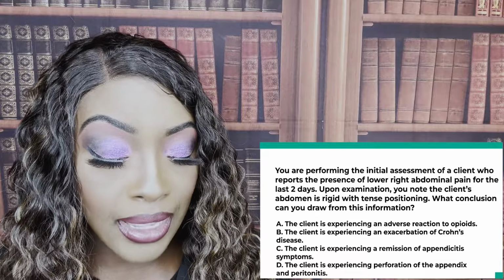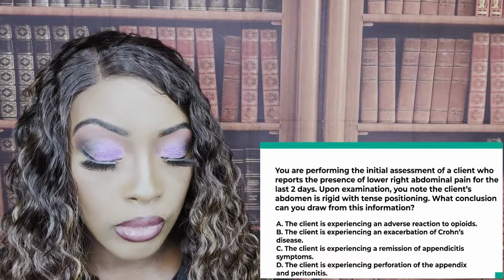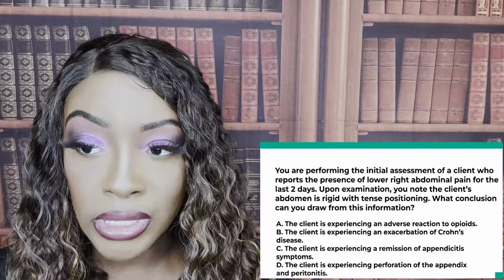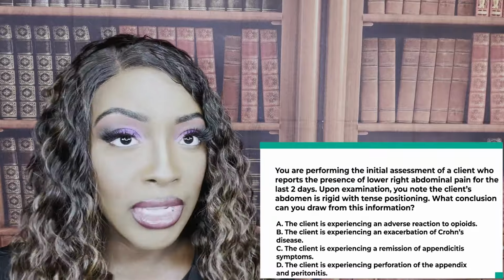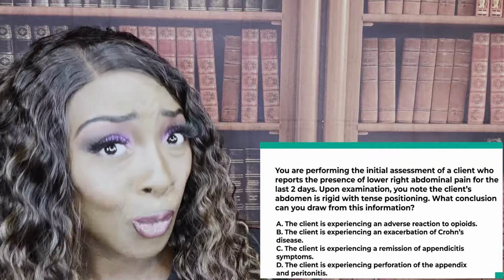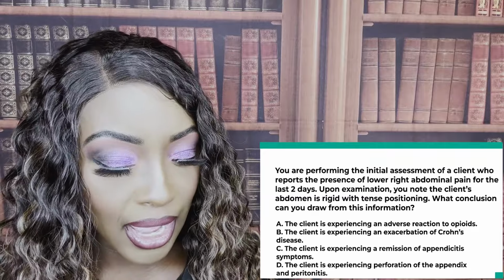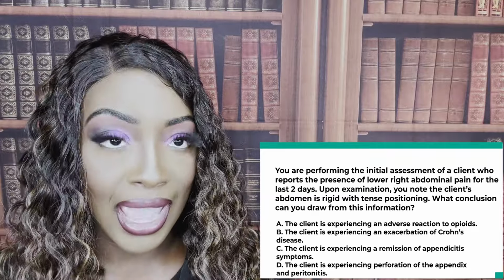Choice B, the client is experiencing an exacerbation of Crohn's disease. No, patients who have Crohn's disease will see signs and symptoms such as nausea, vomiting, diarrhea, abdominal cramping, not specifically right lower quadrant pain for 2 days and then seeing a rigid abdomen.